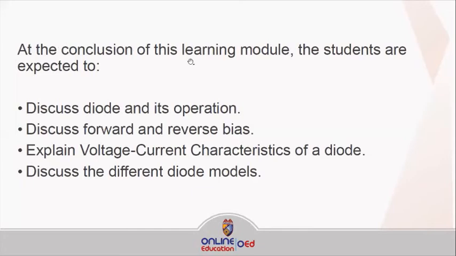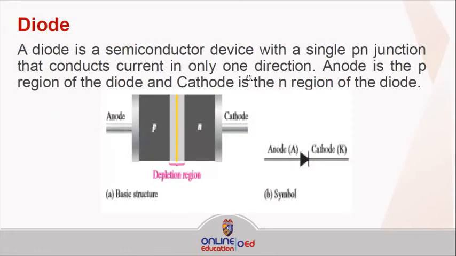At the conclusion of this learning module, the students are expected to, number one, discuss the diode and its operation. Then number two, discuss forward and reverse bias and explain the voltage-current characteristic of a diode. Then we will also discuss the different diode models. Okay, let's start.